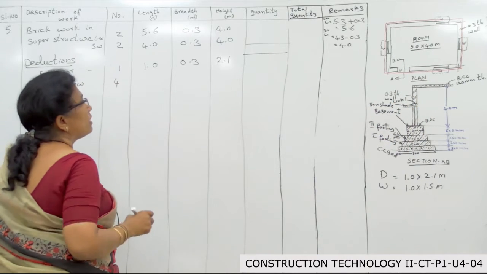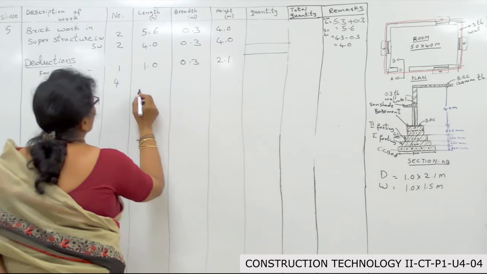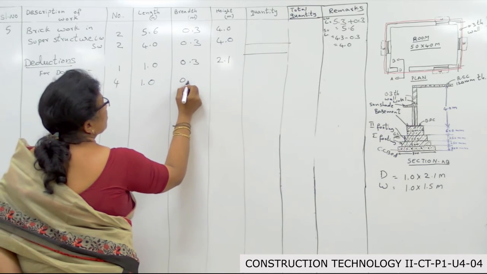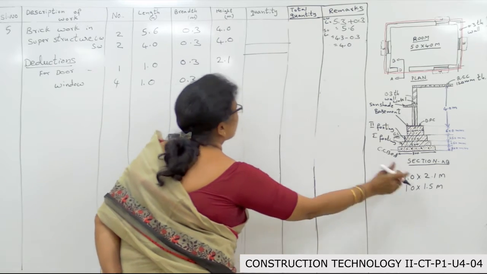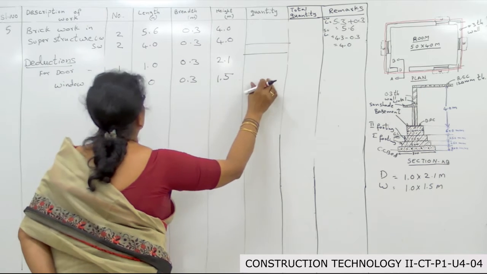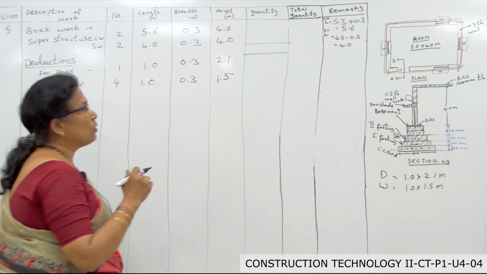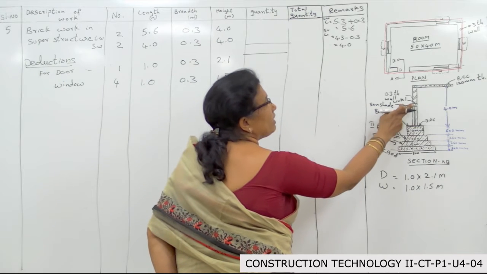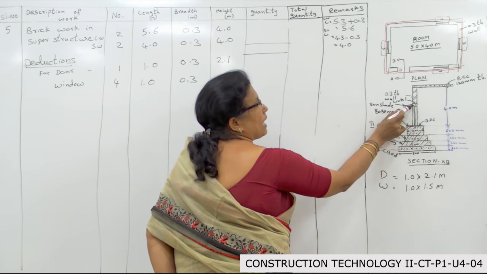And now coming to windows. Deduction for windows. Total you have 4 windows. 1, 2, 3, 4. So in the number column, you mention the number of windows as 4 and length of the window as 1.0 and breadth will be the same and height of the window you will get from here, that is 1.5. Multiply all things, you get the quantity.